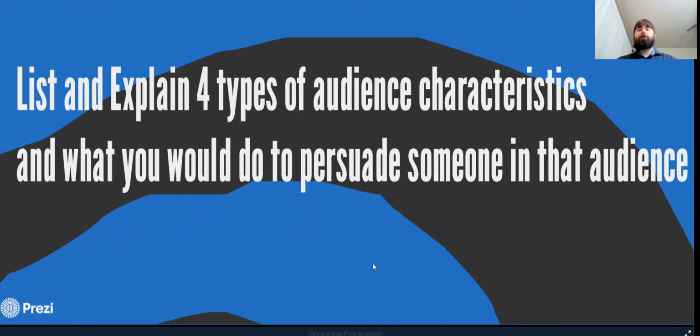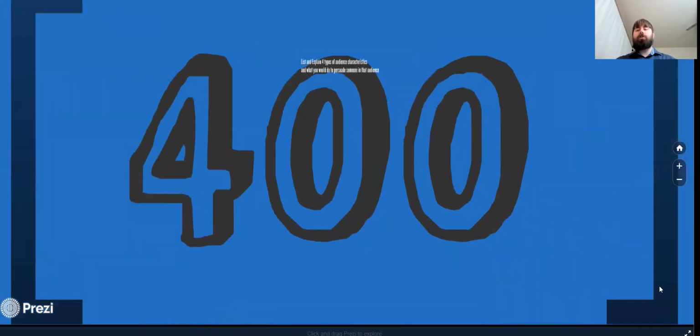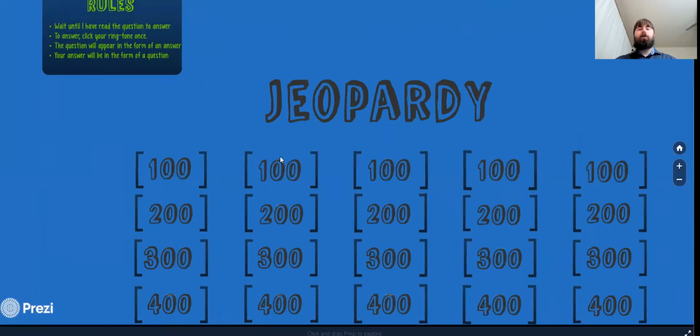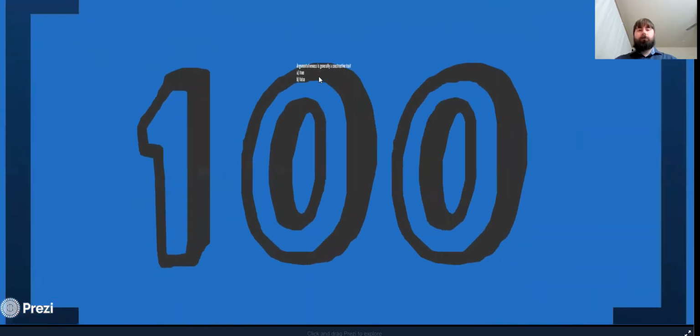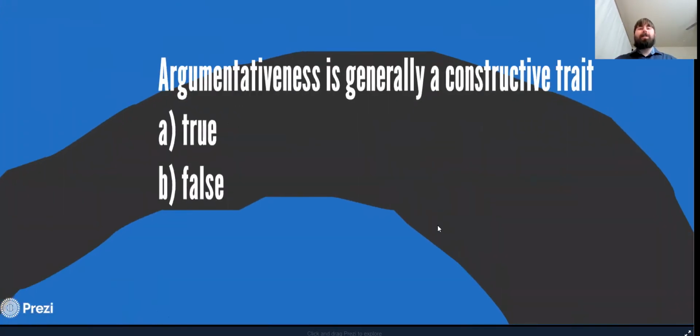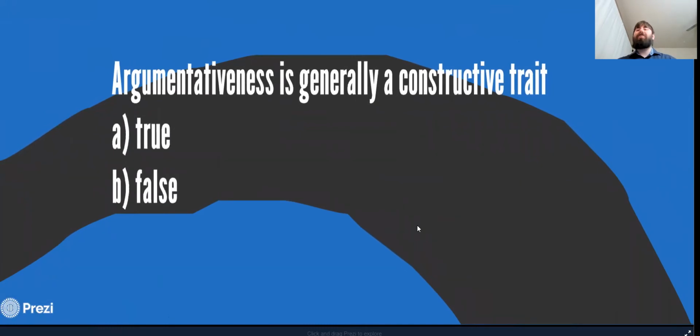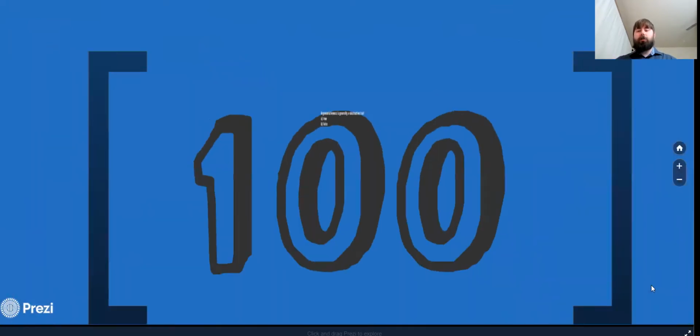List and explain 4 types of audience characteristics. So we were talking about things like age, gender, culture, intelligence. Those kinds of things are important characteristics when we are engaging those that are around us. Now, argumentativeness is generally a constructive trait. That is true. There's 2 types: there's aggressiveness and there's argumentativeness. So argumentativeness is generally viewed as constructive.